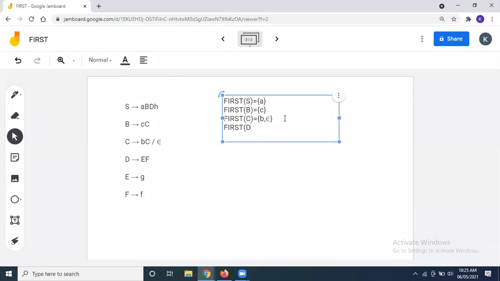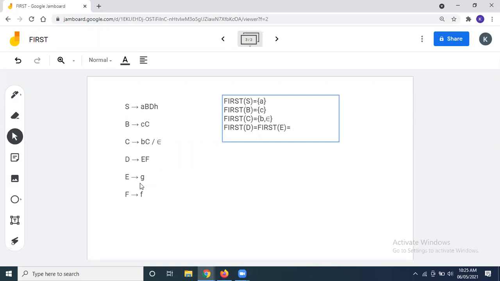Okay, I want first of D. Now tell me, what do we have in first of D? Which is the first symbol we have on the right hand side? Non-terminal E. So then we have to see E production. So that is nothing but you have to find first of E. From here you have to find first of E.